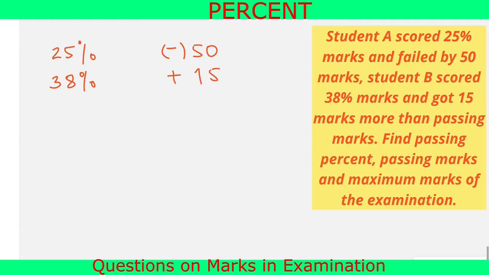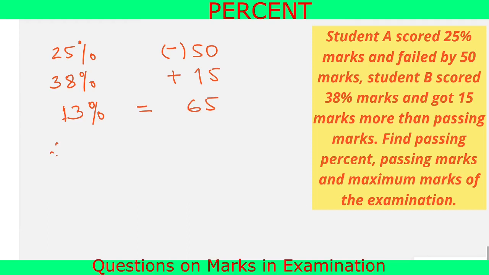The difference between these two percentages, 38 and 25, is 13%. And the difference between the marks obtained is 65 marks. The person who failed has to score 50 marks first to come to the passing marks, and then to be equivalent to 38%, he has to score 15 marks more. So the difference is 65 marks. This gives 13% equal to 65 marks.